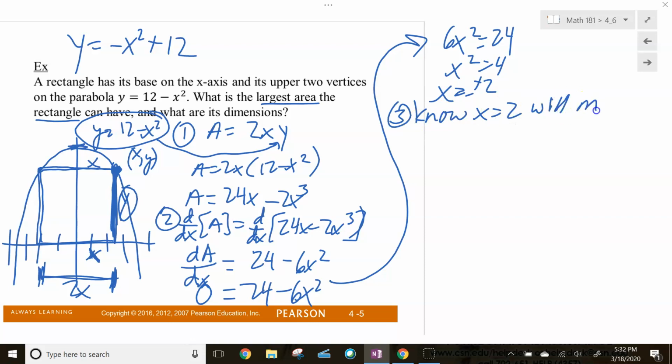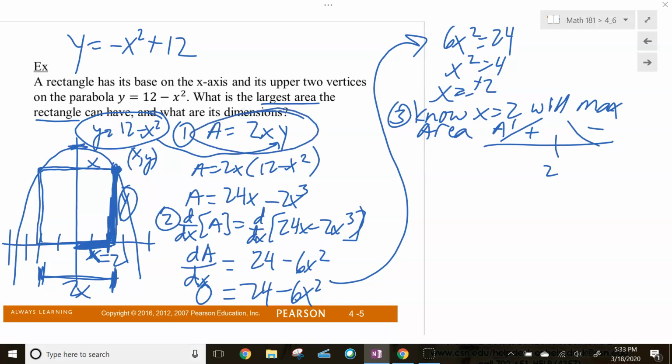x equals 2 will maximize that area. An x value of 2 is what we want. We want this distance, so it's at 2, it looks like. We want to go out 2. In other words, by this first derivative test, the area function is increasing up until 2. That's describing the area function, 2xy, or 24x minus 2x cubed. So x equals 2 is going to maximize this.